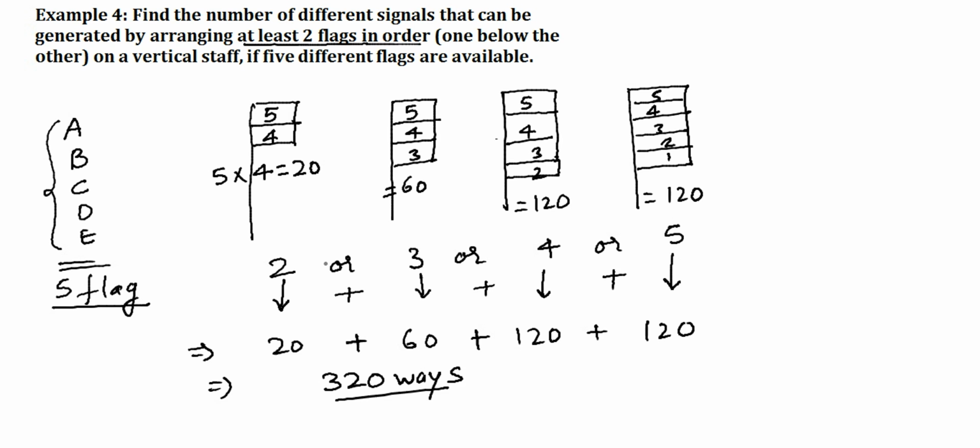So here we have applied the fundamental principle of multiplication to calculate the individual signals when 2, 3, 4 or 5 flags are used. But the condition was like this: you can use 2 flags or 3 flags or 4 flags or 5 flags. So we have to add also. So I hope the fundamental principle of multiplication and addition is quite clear.